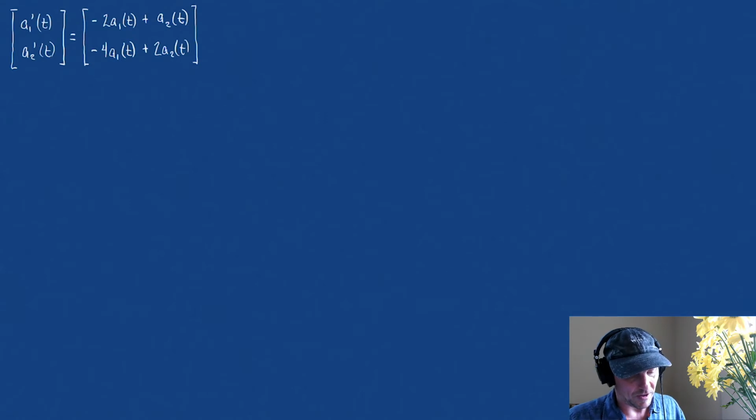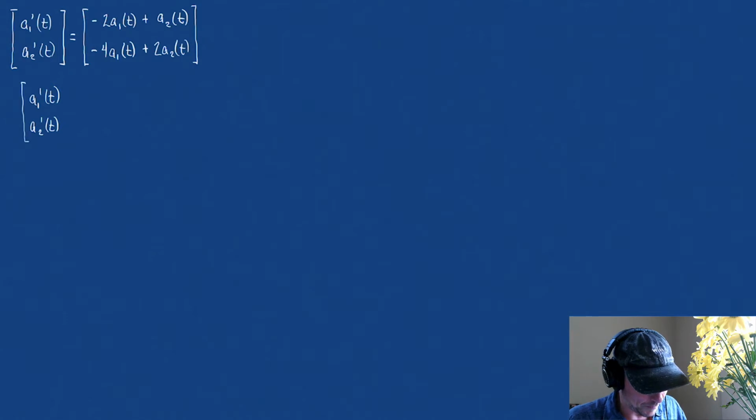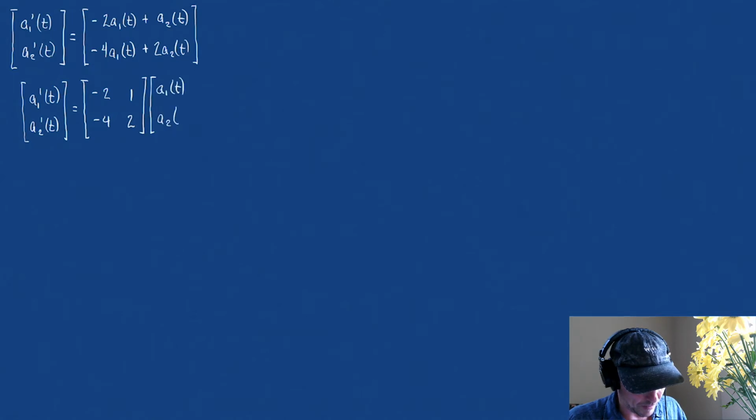Well, look at what this is. On the left-hand side, this is a1 prime of t, a2 prime of t. And on the right, we have this matrix. We have this matrix of -2, -4, 1, 2 times a1 of t, a2 of t. So that's going to come in handy here in the future.